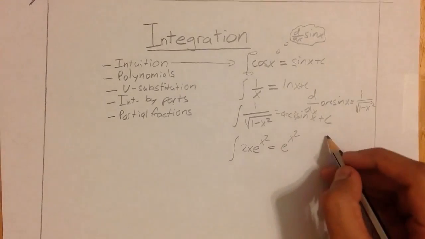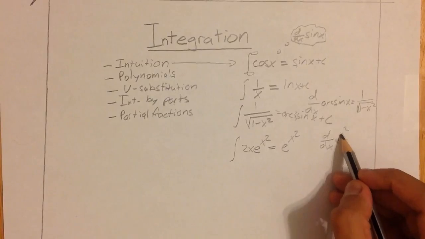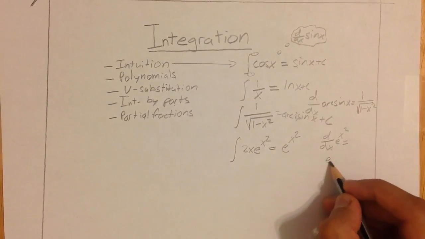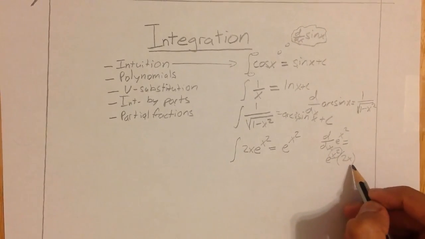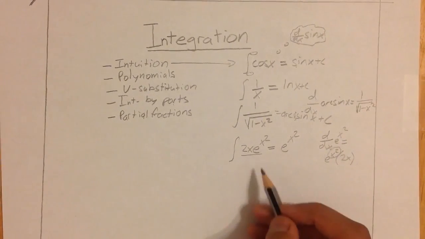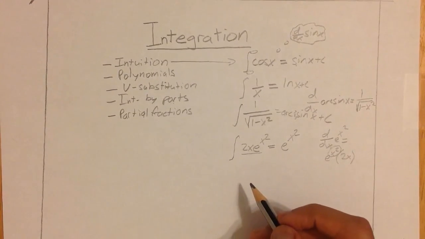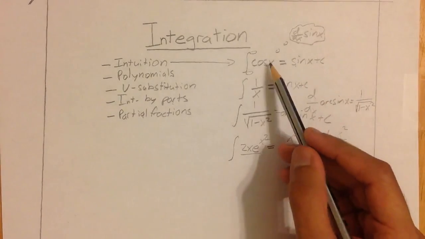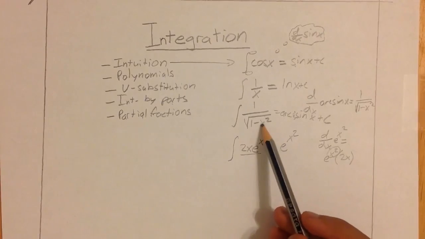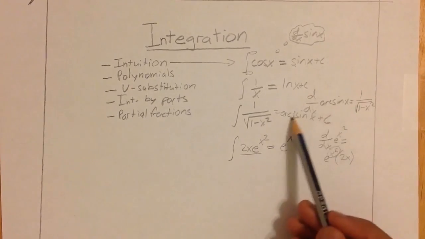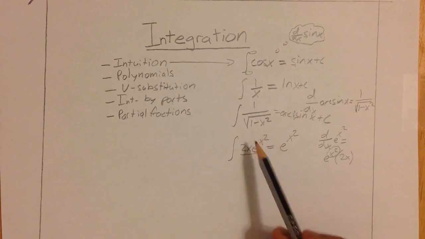And we can see that because d dx of e to the x squared, if you use the chain rule, gives you e to the x squared times the derivative of this part, which is 2x, which is the same as what we started out with. So in short, integration by intuition can help us find the integrals of simple trig functions and functions such as 1 over x and the integrals of the arcsine, arccosine, arctangent, and also some e to the x functions in this format.